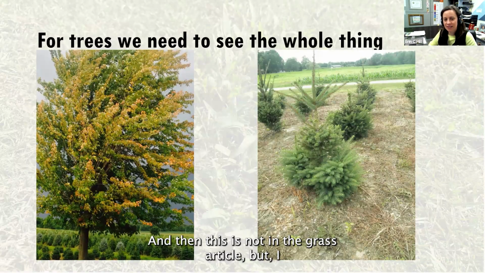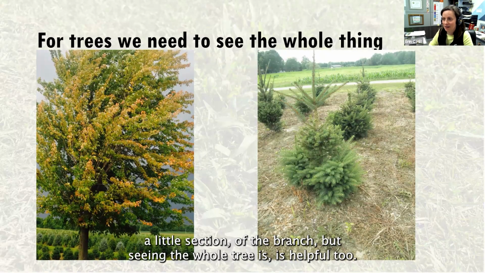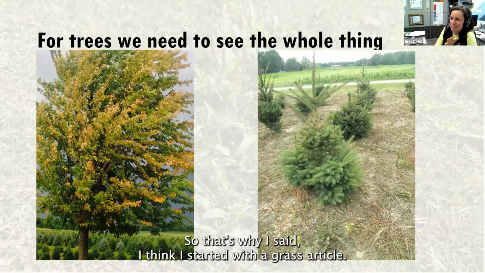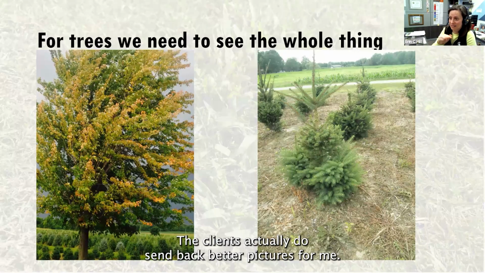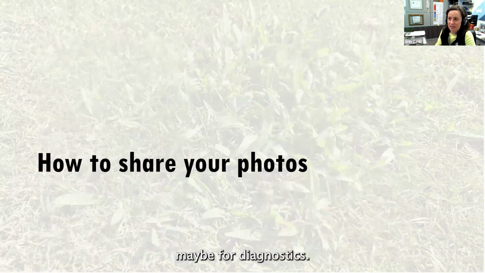And then this is not in the grass article, but I try to remind people that for trees, not only do we want to see a little section of the branch, but seeing the whole tree is helpful too, and helpful for diagnostics, not necessarily just ID. So that's why I said I started with a grass article. I think it has been well received and very helpful. The clients actually do send back better pictures for me. And so now I'm kind of motivated to expand that into a different article, maybe for diagnostics.